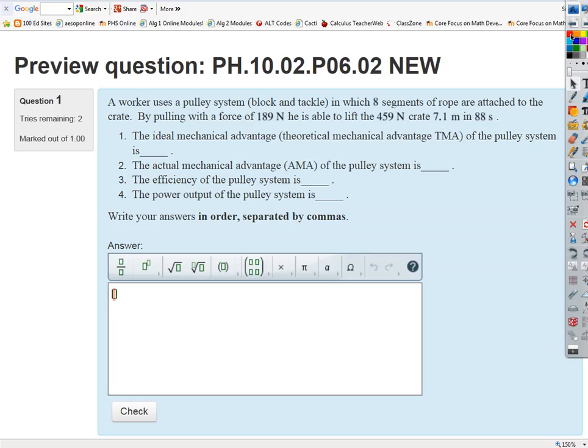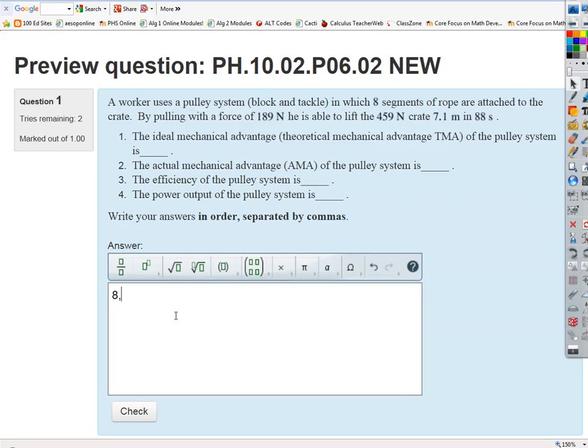So what about this one? If our block and tackle has 8 segments of rope attached to the load, what's our theoretical mechanical advantage? 8. Yeah, it's just 8, right? Okay, so first part, 8.